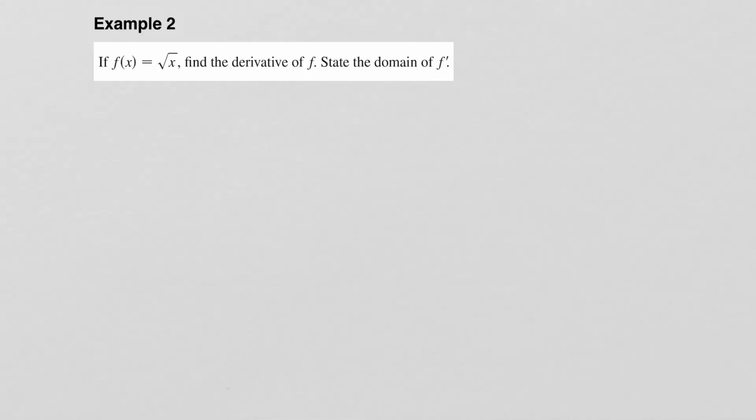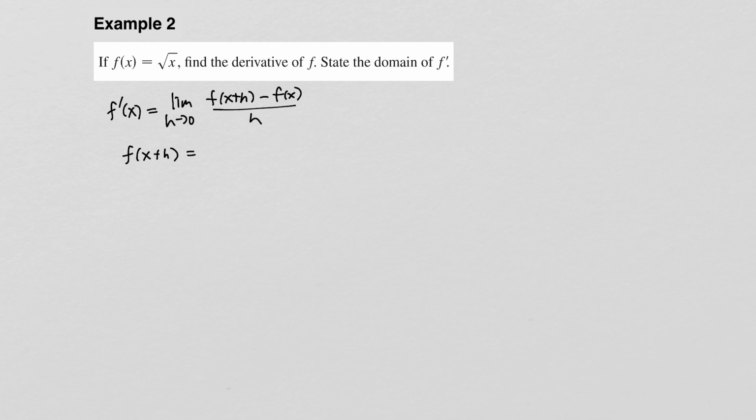So in the next example, again, we're given a function f of x, in this case equals the square root of x, and we want to find f prime of x. So let's remind ourselves the definition of f prime of x is the limit as h goes to 0, f of x plus h minus f of x divided by h. And so let's go ahead and figure out what is f of x plus h. Now this is pretty simple. If you substitute x plus h in for x here, you get the square root of x plus h.